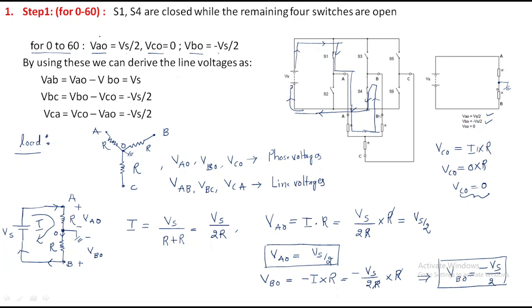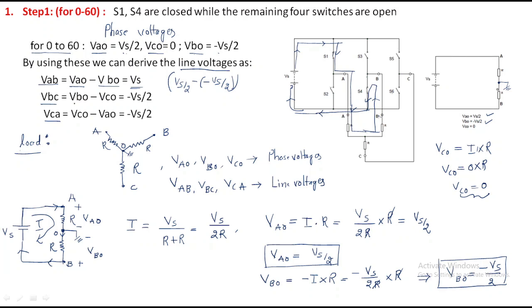These all are phase voltages only. By using this, we can derive the line voltages. What is a line voltage? VAB, VBC, VCA. The voltage between A and B is a line voltage, the voltage between A and C is a line voltage, and between B and C is a line voltage. What is the formula for VAB? VA0 minus VB0. VA0 is Vs by 2, VB0 is minus Vs by 2, so Vs by 2 minus of minus Vs by 2 gives plus Vs.